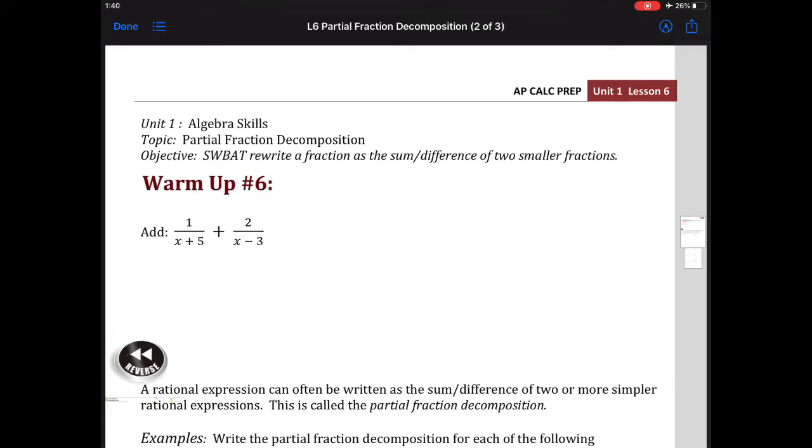Hi all, welcome to lesson 6. Our topic today is partial fraction decomposition. So I want you to pause the video, start with your warm up and see if you can do that.